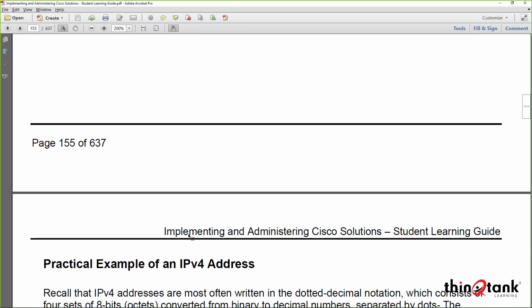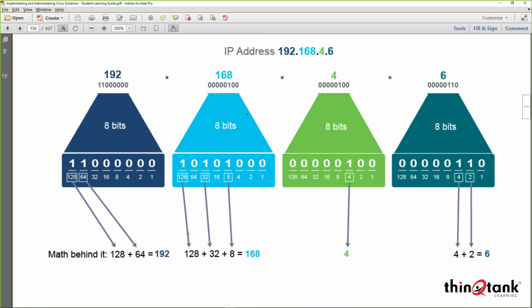All right, so they give us an example here of an address, 192.168.4.6. They're doing the conversion, if you will. So 192 is 128 plus 64. 168 is 128 plus 32 plus 8. 4 is just 4. And 6 is 4 plus 2. Just a different way of representing that. Okay?